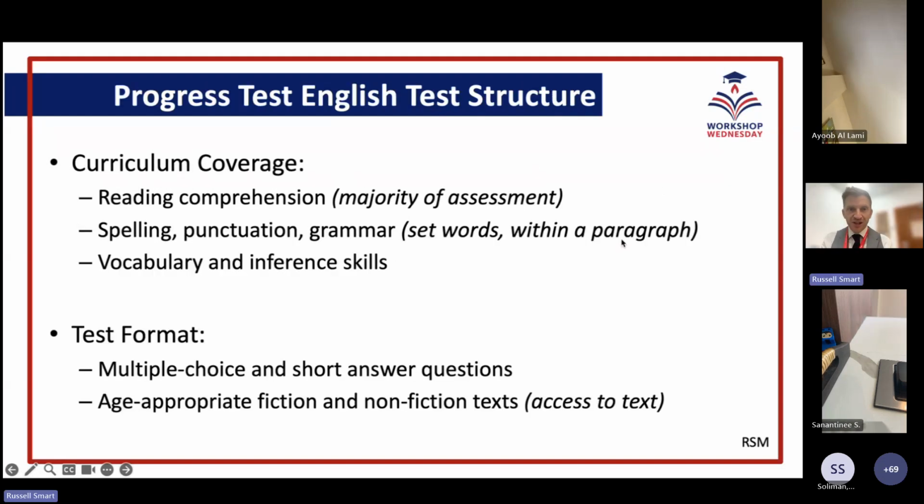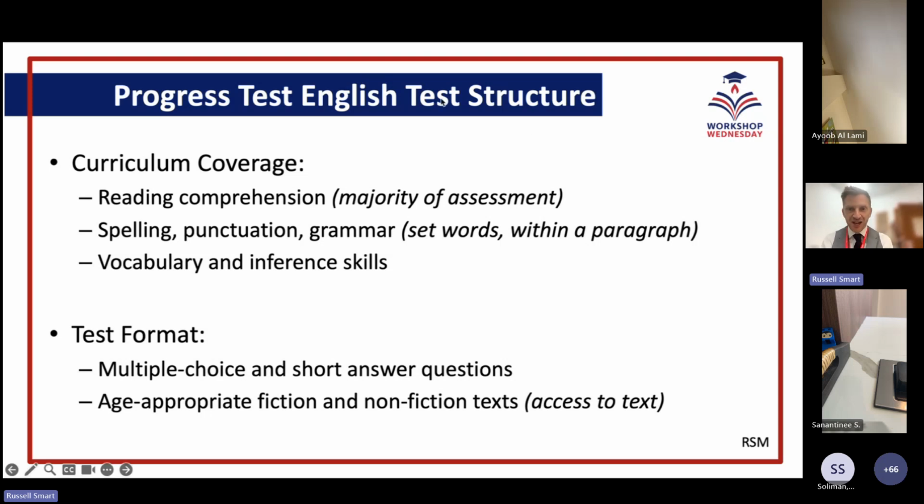So I'm going to start by talking about the GL progress test for English. It covers the English curriculum. It covers both reading skills and SPAG skills, that's spelling, punctuation, and grammar. If I do them in reverse order, the children will be presented with a paragraph, and they'll be asked to spell certain words in that paragraph, and they will type their responses into their devices.